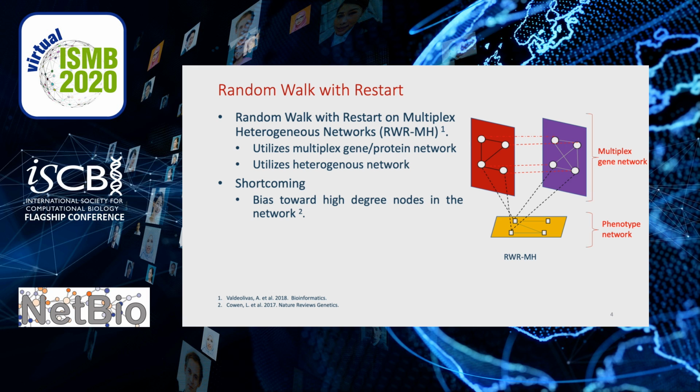One important shortcoming of network propagation methods, and random walk with restart is not an exception, is that they are biased toward high degree nodes in the network. So the highly connected nodes in the network are ranked at the top by network propagation methods.